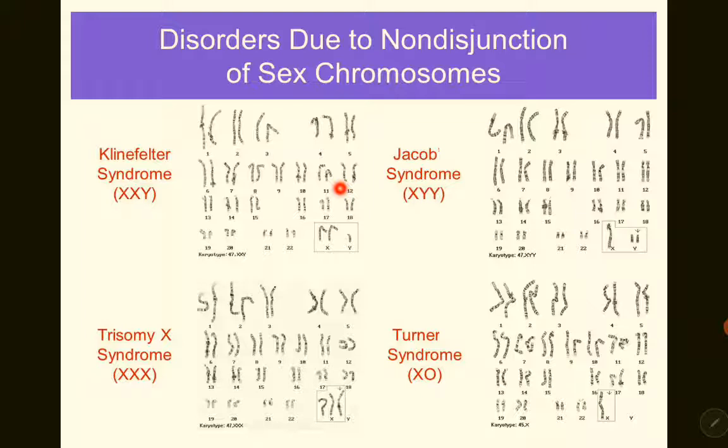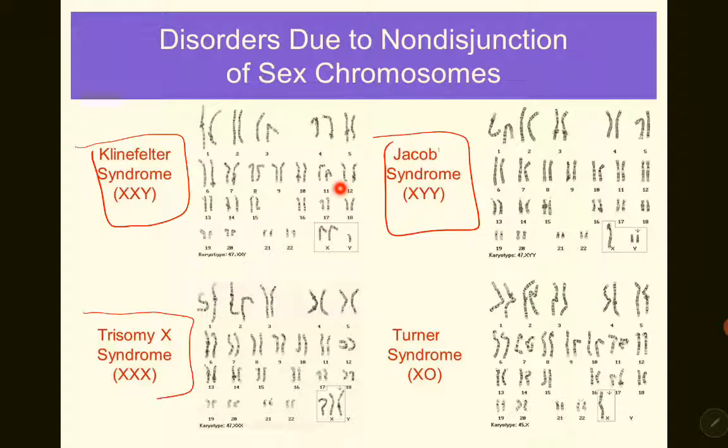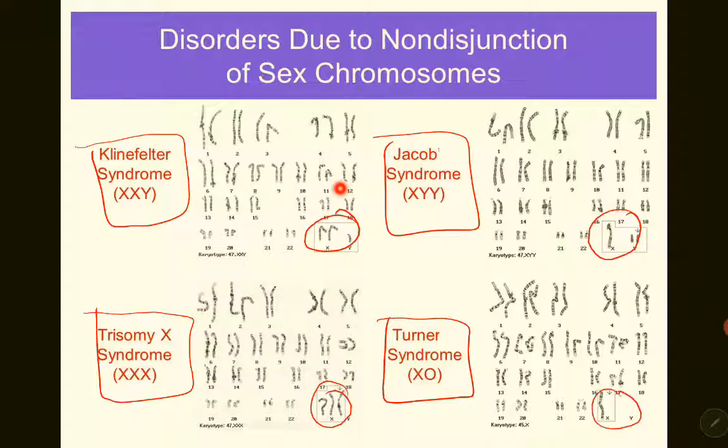Okay, so these are the 4 cases that we learned about: Klinefelter syndrome, Jacob syndrome, Trisomy X syndrome, and Turner syndrome. So it is only changes in their sex chromosomes. Okay.